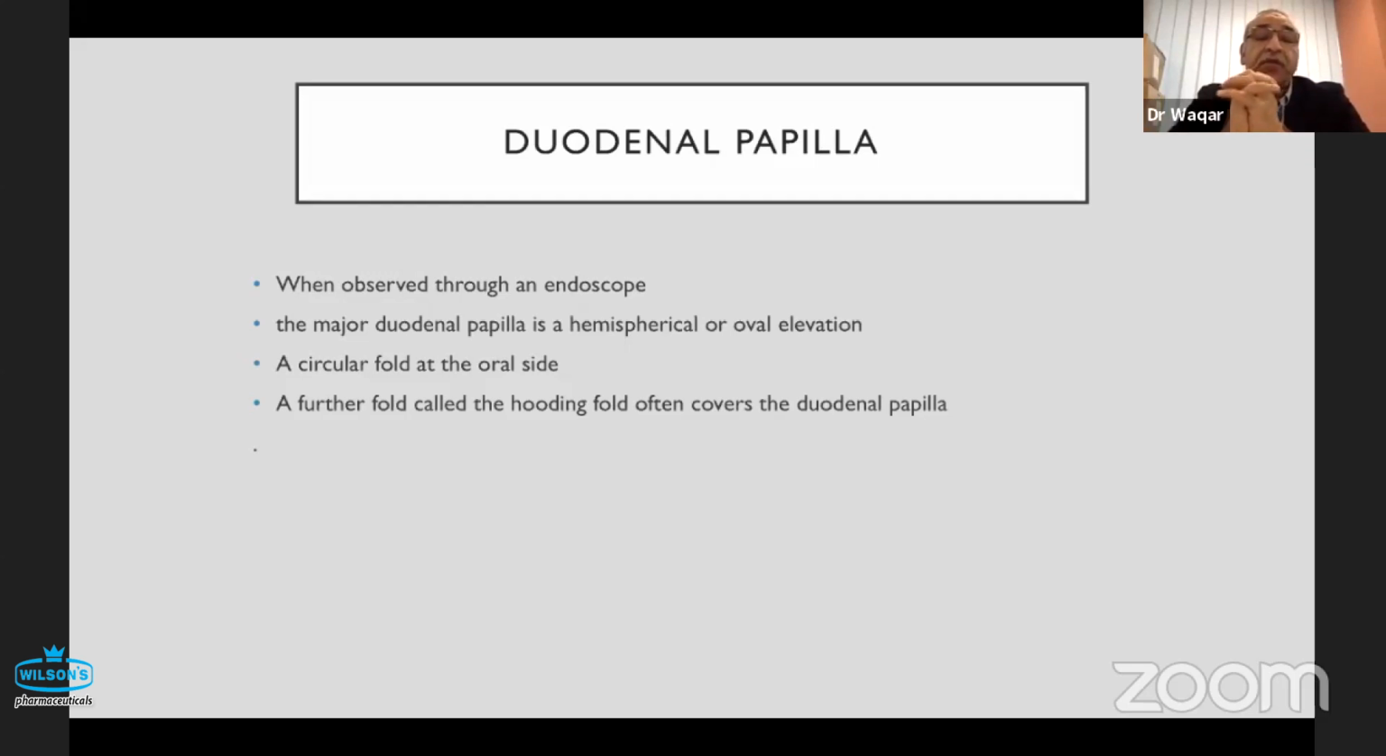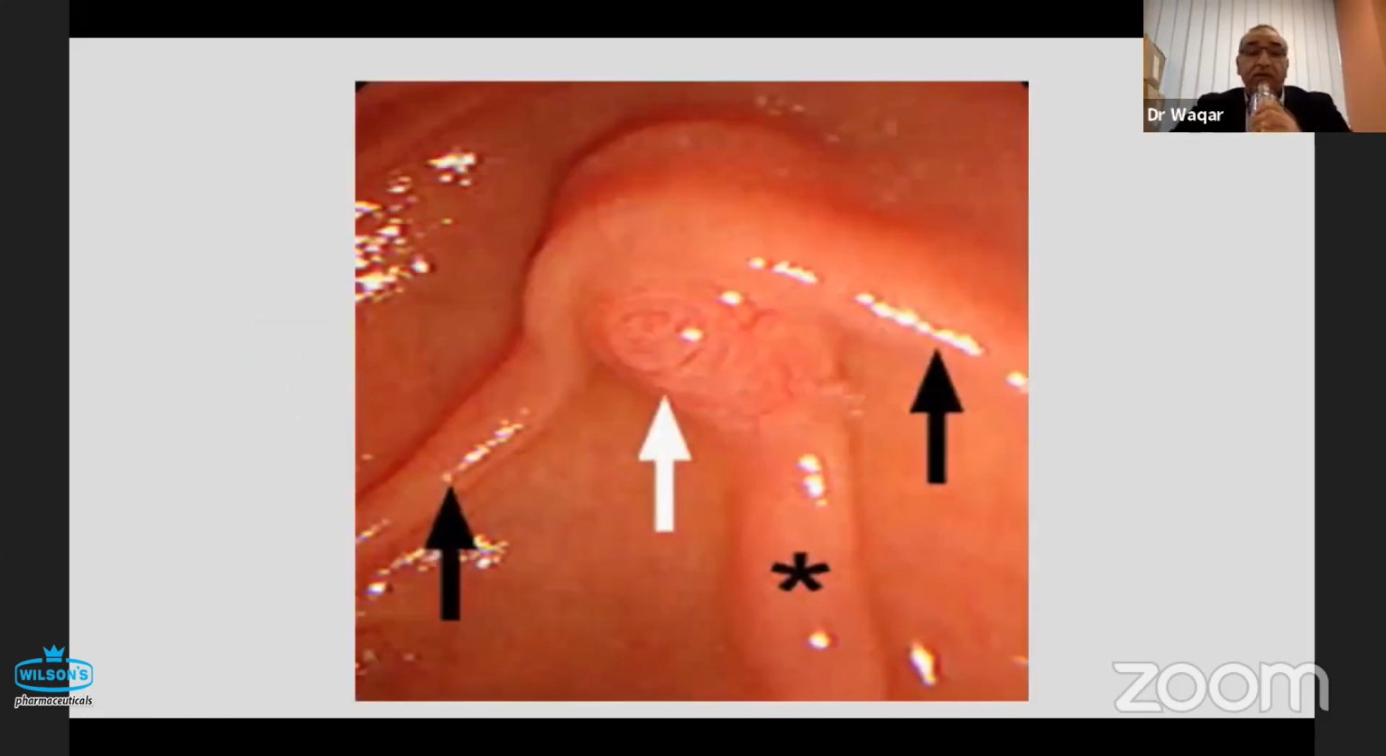There's a circular fold at the oral side of the papilla. Normally, to describe the structure, we describe it as oral or anal side. There's a circular fold at the oral side, and then a further fold, which is called the hooding fold, covers the duodenal papilla, as you can make out from the picture. That's the oral side of the papilla, and this is the anal side of the papilla.